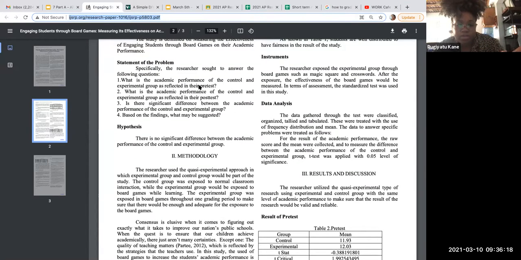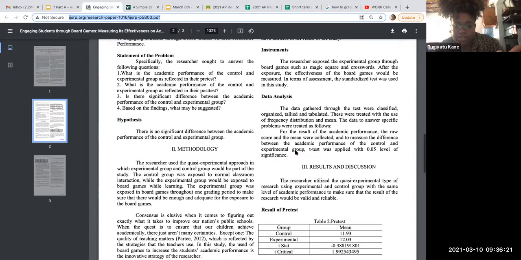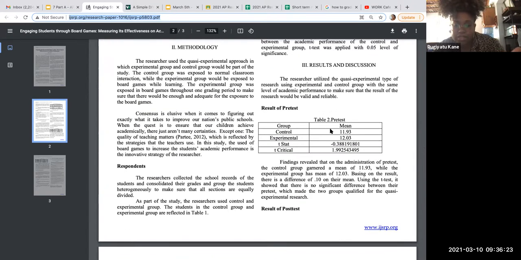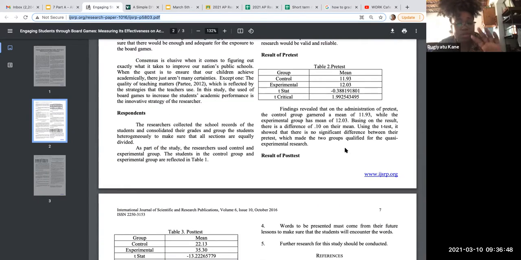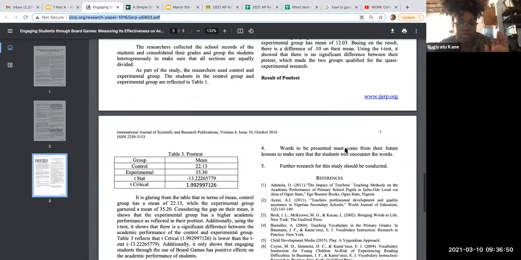What is their performance in terms of the pretest? So in terms of the pretest, the control group had 11.91 as a score, and the experimental group had a 12. So the experimental group had a slightly higher number than the control group, but as you can tell, the difference isn't so far. So 11.93 versus 12.3 is not a very, very big difference. So they were quite similar in terms of their pretest.